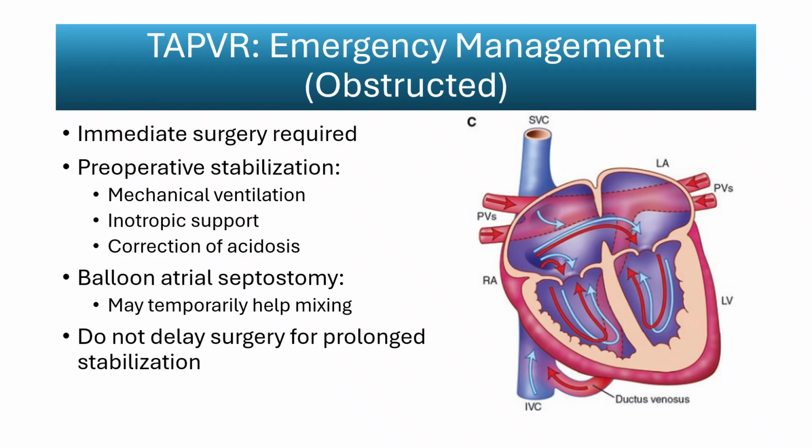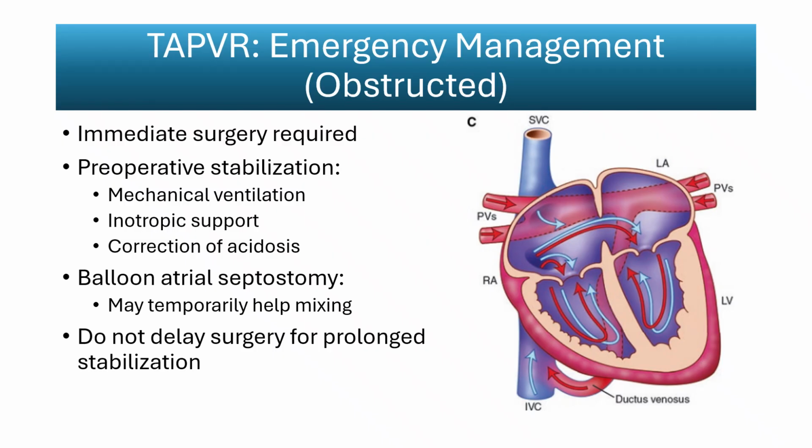Preoperative management focuses on supporting oxygenation and perfusion long enough to reach the operating room. Mechanical ventilation is often necessary to reduce work of breathing and correct hypoxemia. Inotropic support may be needed to maintain systemic output, and metabolic acidosis should be corrected to optimize organ perfusion. Balloon atrial septostomy can sometimes provide temporary improvement by enlarging the interatrial communication and enhancing systemic mixing, but its benefit is limited because the true problem is pulmonary venous obstruction. Importantly, attempts at prolonged stabilization are dangerous, as delay rapidly worsens pulmonary edema and hypoxemia.